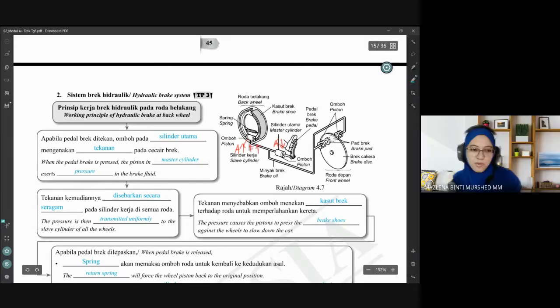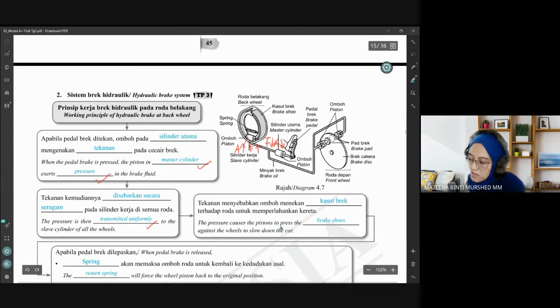Kita nak brake sebuah kereta, katakanlah kereta is 1,200 kilogram. So nak tekan, guna kaki je, kan. Kalau piston kat sini besar, awak nak tekan kena guna daya banyak. So kita nak gunakan small force, so we will use small cross-sectional area of a piston. So when the brake is press, the piston in master cylinder exert pressure equally, transmitted uniformly to the slave cylinder of the wheel.